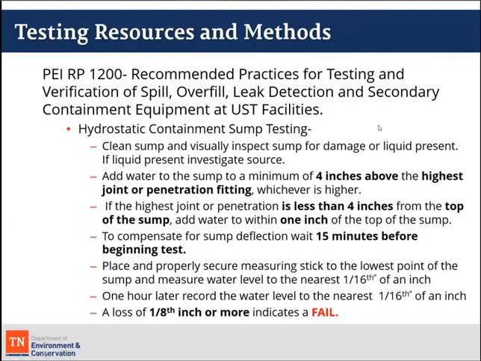So if everything is visually sound, you'll want to add water to the sump to a minimum of 4 inches above the highest joint or penetration fitting. That means you've got the level 4 inches higher than that highest joint or penetration fitting. If the highest penetration fitting is less than 4 inches from the top of the sump, you'll want to add water to 1 inch from the top of the sump. I've got diagrams for each of these, and that's probably pretty rare, but there may be some real shallow sumps out there where that's the situation.